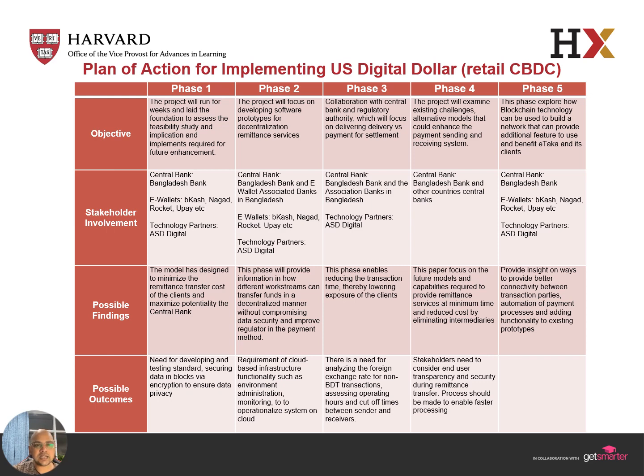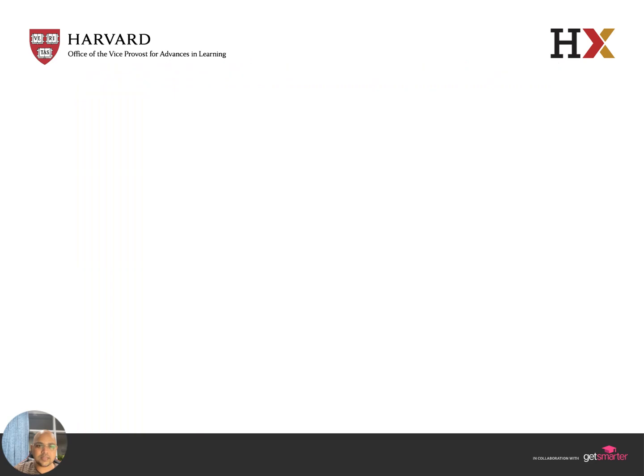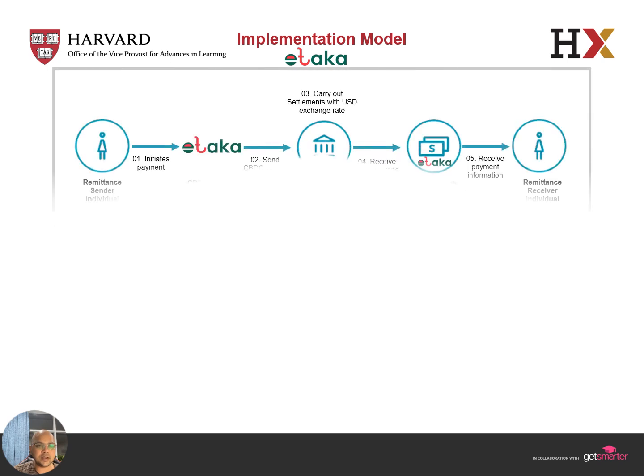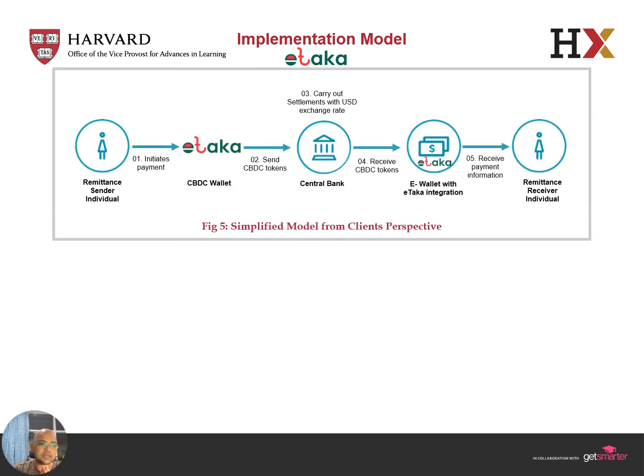So this is actually the plan of action for implementing the US digital dollar as the parameter, the central bank monitored CBDC, digital currency, in the remittance sector. The next slide, the implementation model, the visualization, will show the ITACA's involvement. First, the picture is a simplified model from the client's perspective. Who are the clients? The remittance sender and the remittance receiver are the clients.